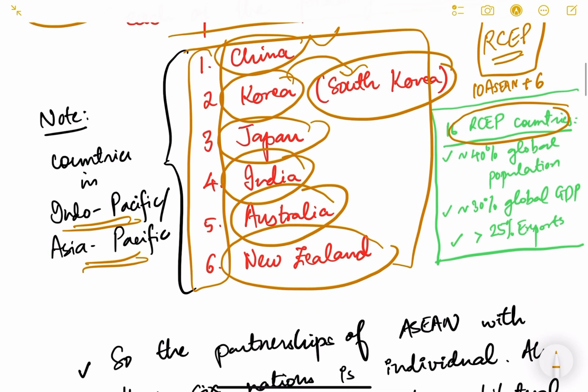Now, what is the significance of the 16 RCEP countries? It consists of 40% of the global population. In these 16 countries, 40% of the global population lives. Then it also produces 30% of global GDP, and more than 25% of exports in the entire world are done from these 16 countries. So this is the significance of these 16 countries, and if RCEP actually comes into force and every country abides by it, then it will lead to a lot of free trade and economic growth. That is what is expected if it comes into force.